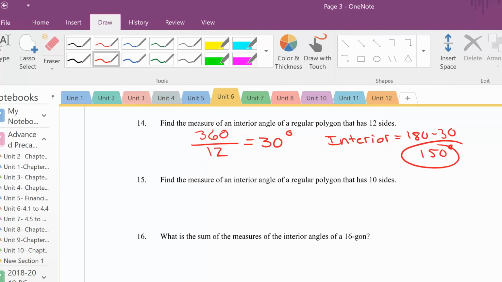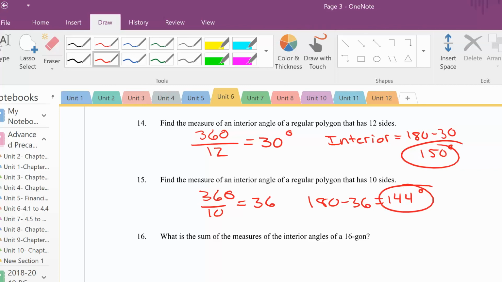So next, find the measure of an interior angle of a regular polygon that has 10 sides. Well, let's do it this way. We'll go 360 divided by 10, which is 36. And then 180 minus 36 is 144. So that's the measure of one interior angle.